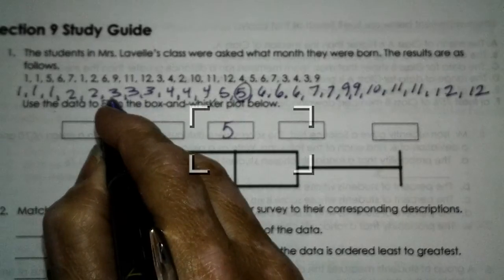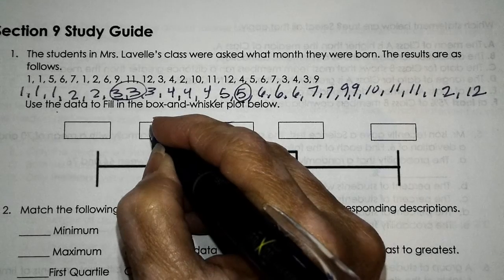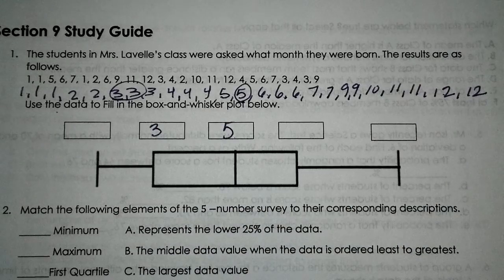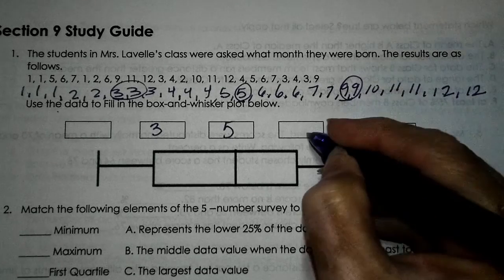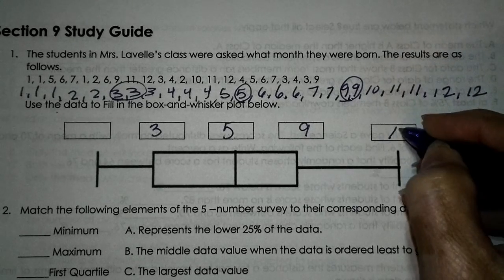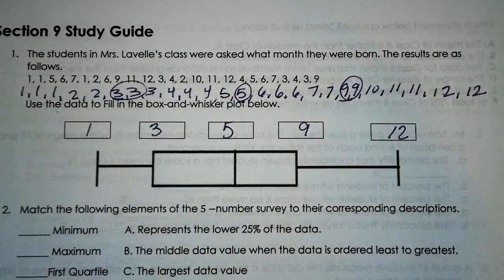So the median of quartile 1 would be those two numbers, so that would be 3. The median of quartile 3 would be 9. We know that the maximum is 12 and the minimum is 1.